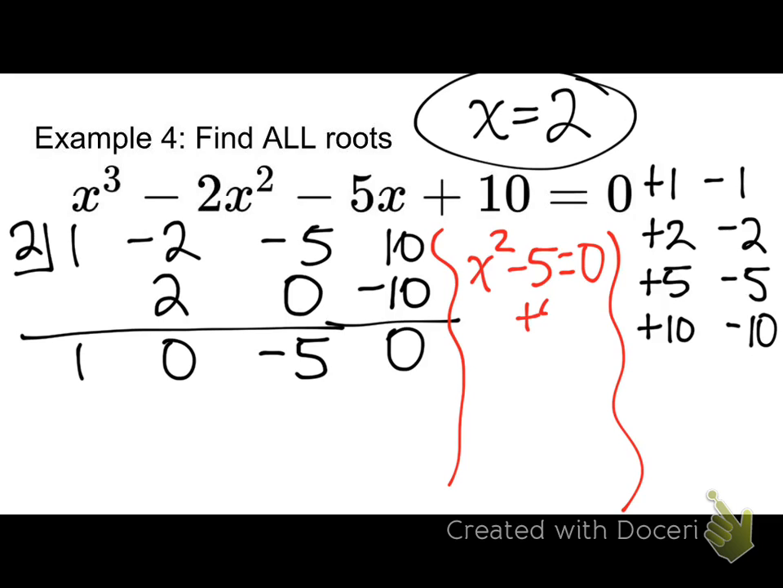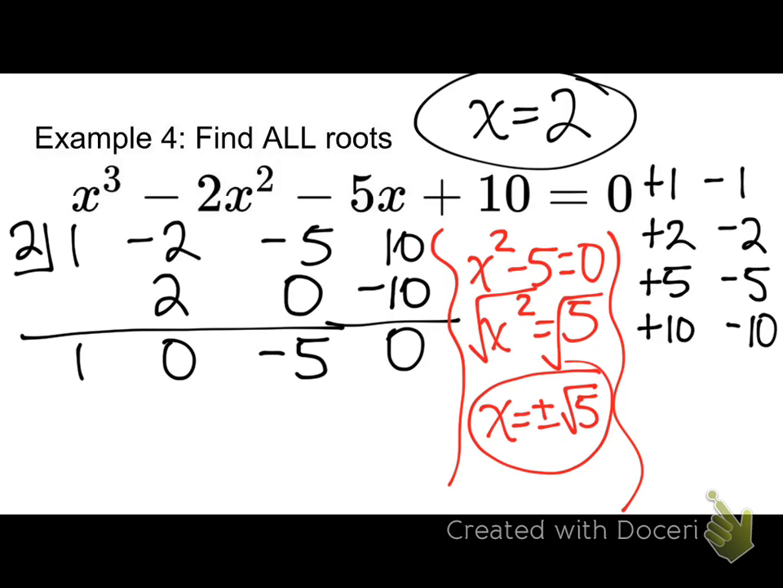Add 5 to both sides. You don't have to show that step. X squared equals 5. And then we're ready to square root. Are we going to need an i? No. So x equals plus or minus the square root of 5. The 5 isn't a negative. Square root of 5 doesn't simplify, so that accounts for our other two answers.